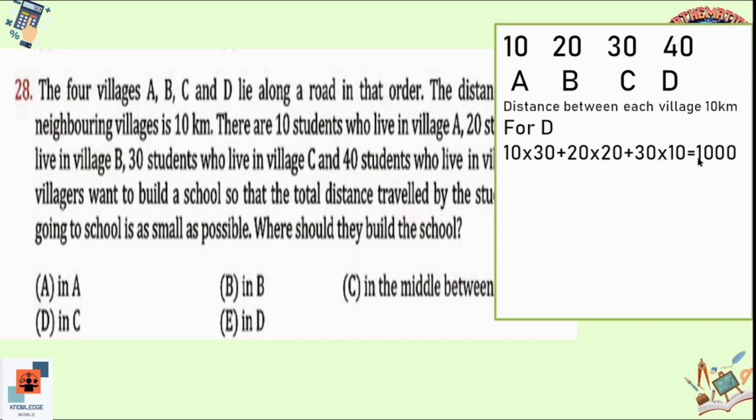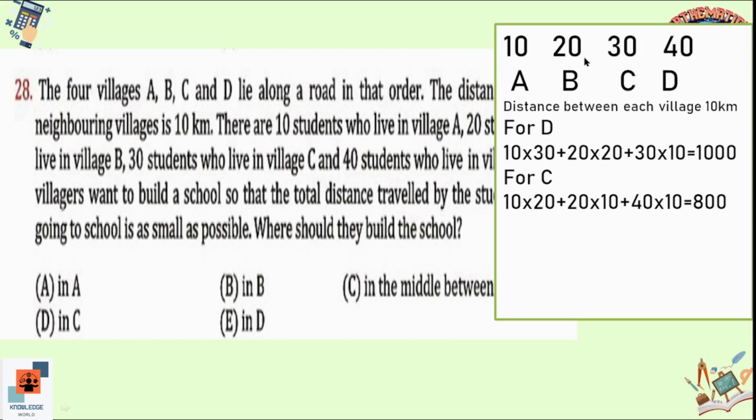So 1000 will be the total distance that the students of A, B, and C will have to travel. So let's say if the school is built in village C, then 10 students of village A will have to travel 20 kilometers, 20 students of village B will have to travel 10 kilometers, and 40 students of village D will have to travel 10 kilometers. So for C, the total distance will be 800 kilometers.